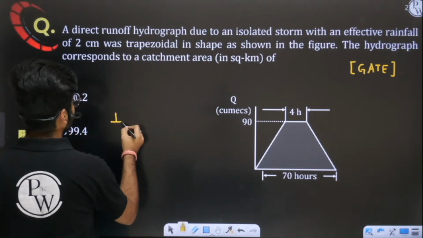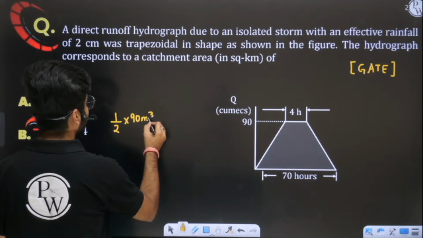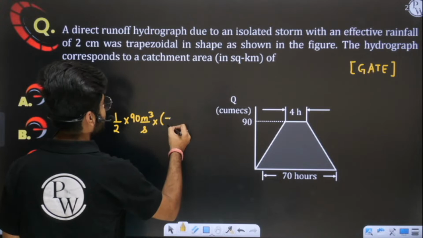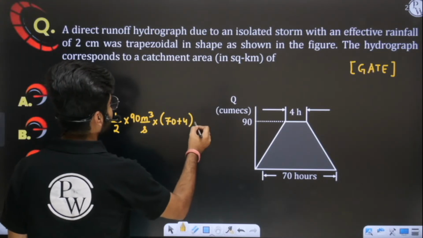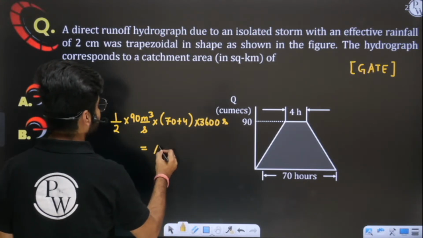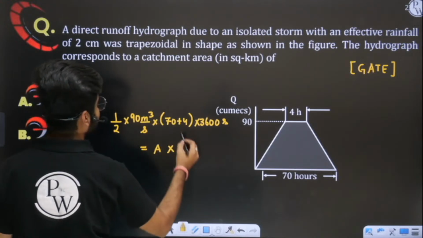So half into QP. QP is 90 meter cube per second into the sum of parallel sides, which is 4 plus 70. So 70 plus 4 Rs. You need to convert this R into seconds. This will be equal to catchment area into effective rainfall depth. Effective rainfall depth is given to me as 2 centimeter.